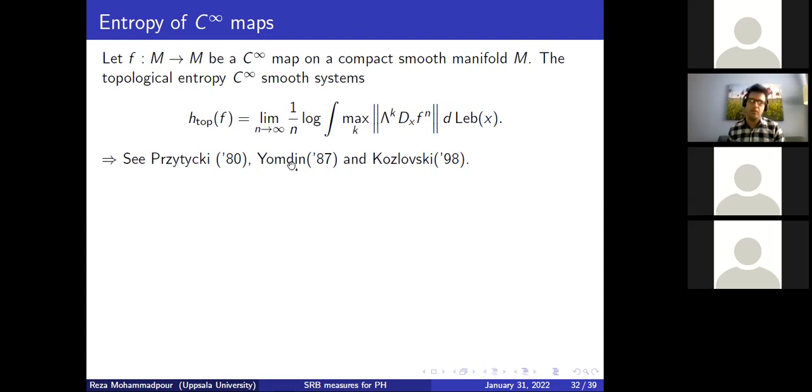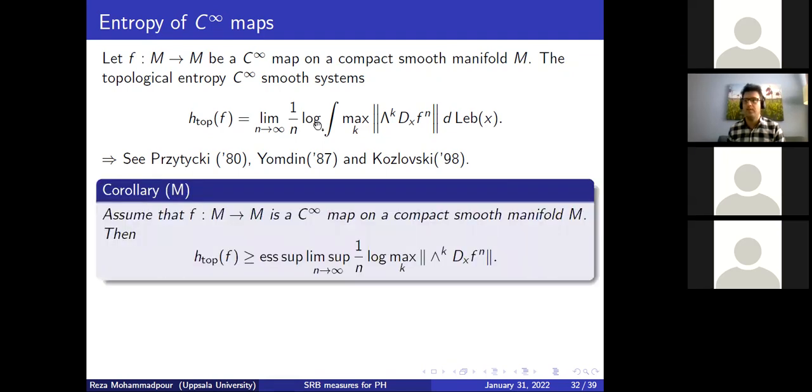And Kozlovski used Yomdin's idea to give a nice construction. So one can use the previous theorem to prove this nice corollary. Assume that f is a C-infinity map on a compact smooth manifold M. Then the topological entropy of f is greater or equal than the essential supremum of the limsup of 1 over n log of the maximum of the norm of the wedge product of the k-th derivative d_x f^n as n goes to infinity. Again, the essential supremum is taken with respect to Lebesgue measure.